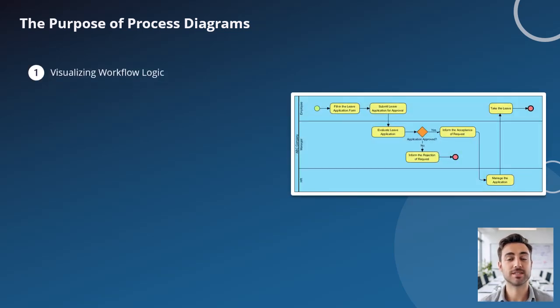This example shows a leave application flow across employee, manager, and HR roles. It illustrates how decision diamonds and sequence flows map out the logic required for approval and rejection scenarios.